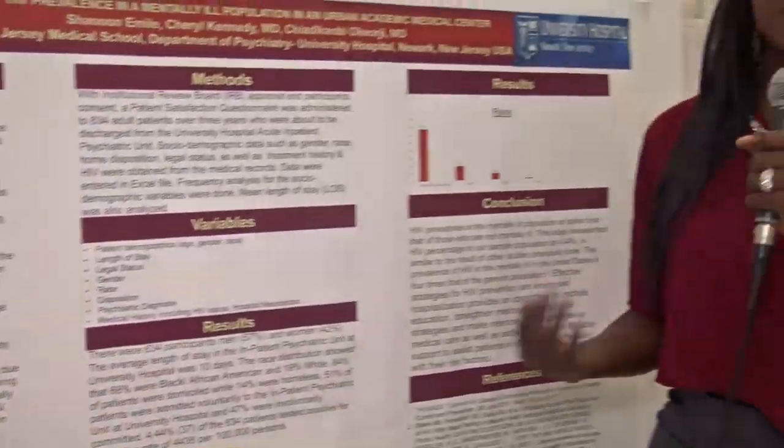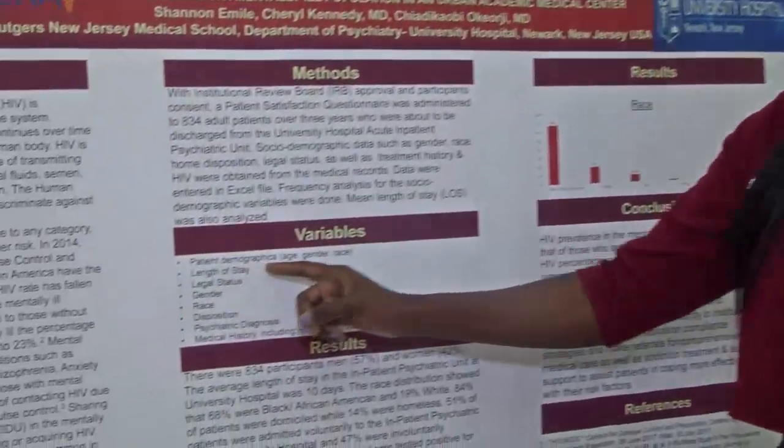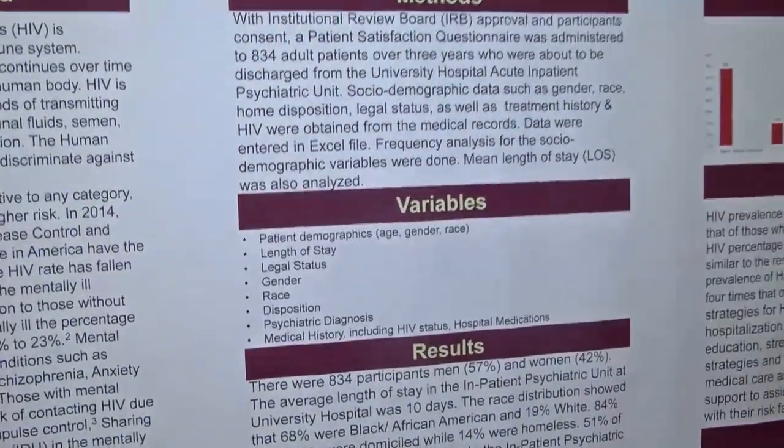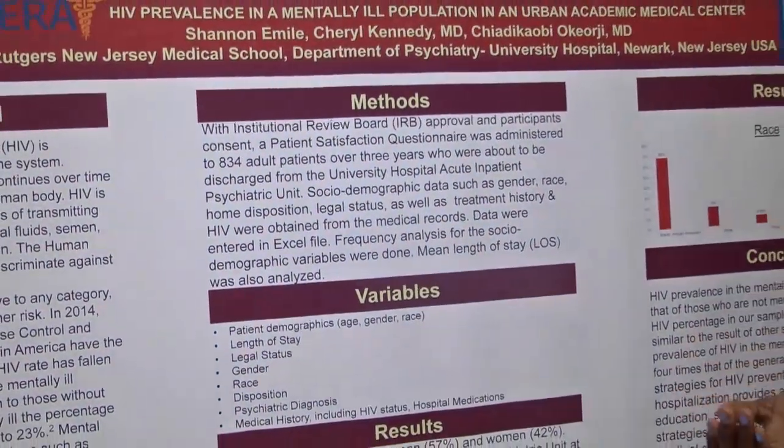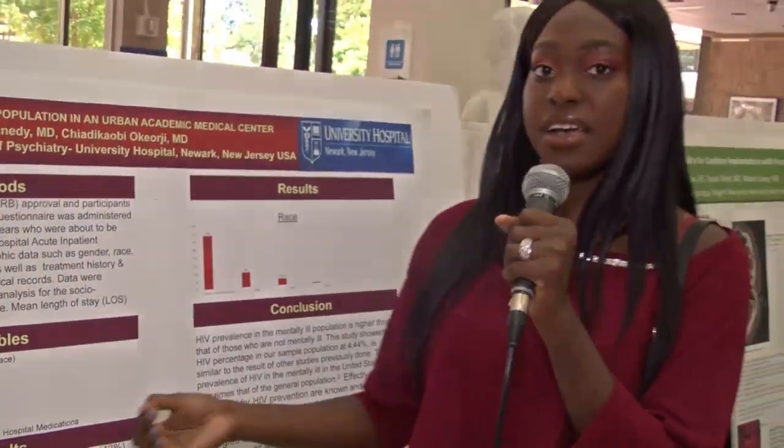So I wanted to find the prevalence of HIV in the academic setting that I am in, which is at University Hospital Psychiatric Unit. So we did a survey of 834 patients, and we collected information about them. We collected certain variables like the patient demographics, length of stay, legal status, gender, race, disposition, psychiatric diagnosis, and their medical history of those who have HIV. And from the 834 participants in the questionnaire, we found out that 4.4% of the people have HIV.